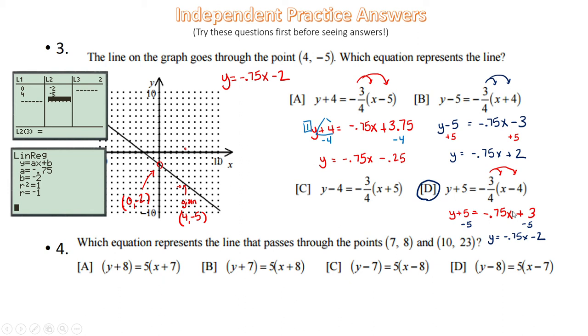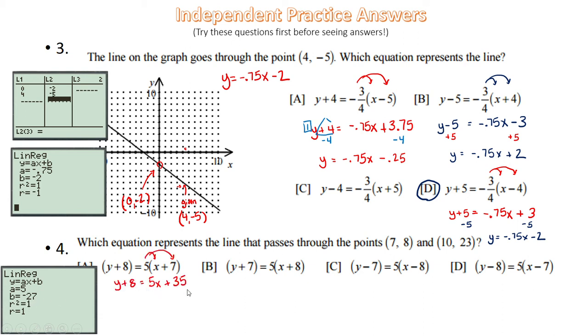Okay, number 4. I want to start with stat, type them in, and I get the equation y = 5x - 27. I need to distribute on each one and subtract 8 from 35, and I get 5x + 27, which is not what I'm looking for, but very close. So if I do the same thing on B, I subtract 7 from 40, and I get 5x + 33.